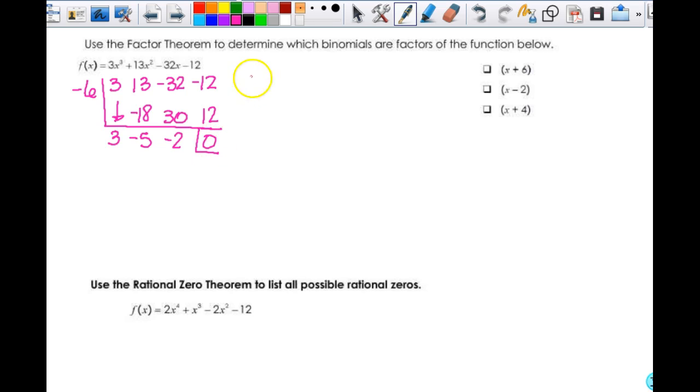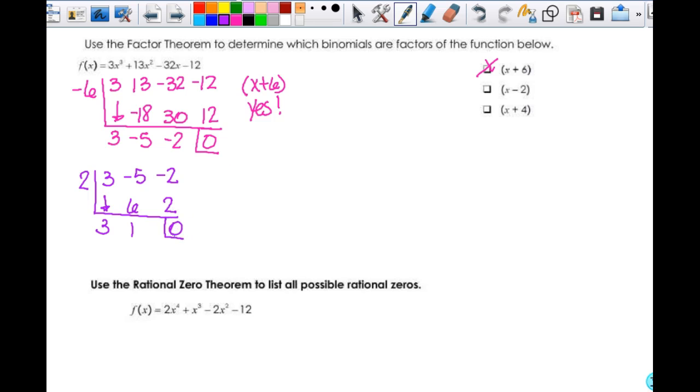So that tells me then, since I got 0, that x plus 6 is a yes. So that one's a yes. Then I'm going to move on to x minus 2, which means 2 goes on the outside. And since this is a factor that worked, then I'm going to use my reduced function here, my reduced polynomial, so I can have 3, negative 5, and negative 2. Because if that's also a factor, then that means it would have to be multiplied by x plus 6 at some point, so I've already taken that part out. Bring down my 3. This is going to give me 6, 1, 2, and 0. That works. That means that x minus 2 is also a yes.